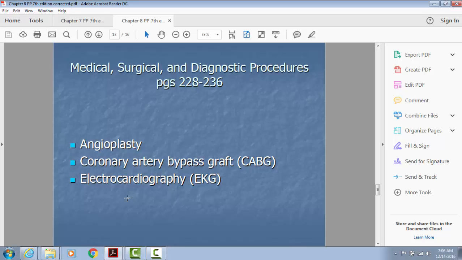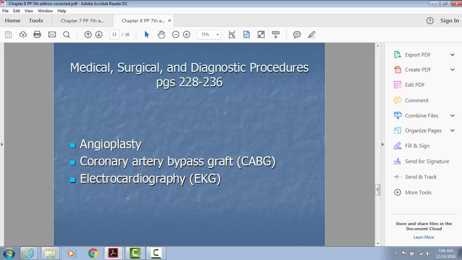Another procedure that they can do to treat blockages of the heart is coronary artery bypass graft, and they show a picture of that on page 230. So if there's a blockage that's significant in the heart, they will go to the lower leg and harvest a vein and bring it up to the heart and then create a detour around the blocked vessel. So if you hear a patient say, I had a triple bypass, that means that 3 areas in their heart were bypassed or grafted with a vein from their leg because they had 3 separate blockages.